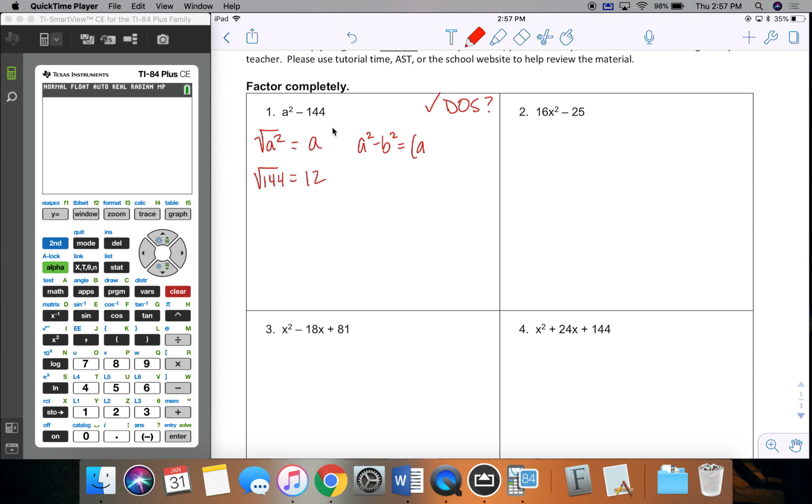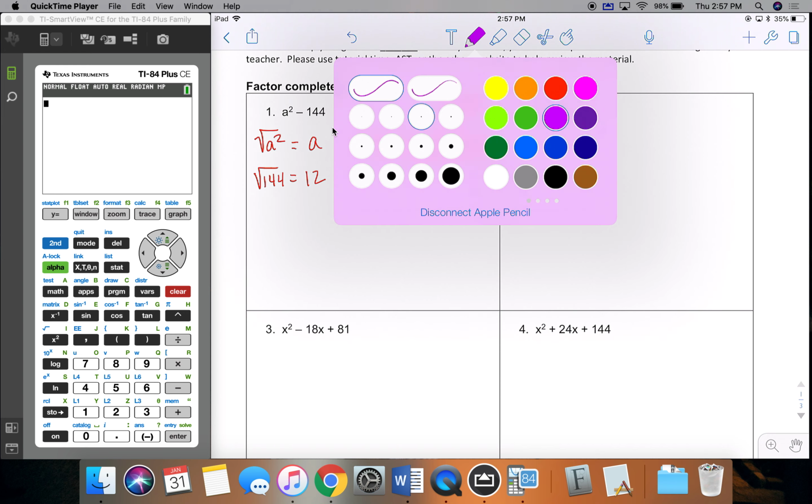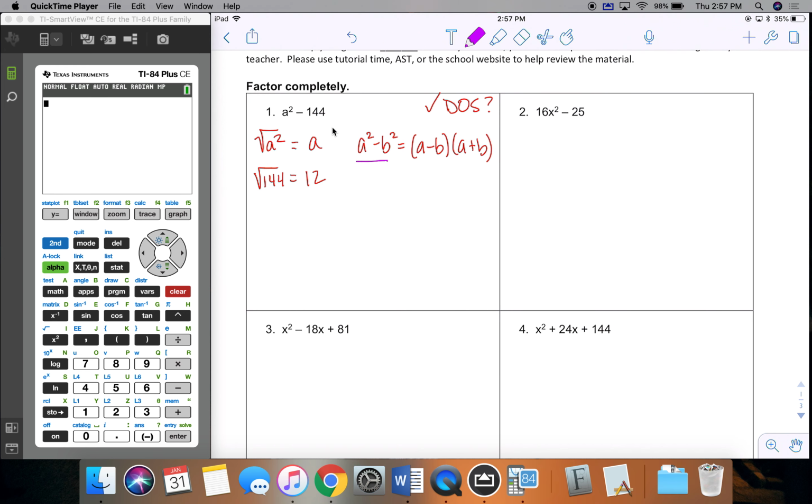Difference of squares on your formula chart looks like this. It is important that you use a formula chart on your retest. So we started with this, a squared minus b squared. We have now found a and b, and I plug them in. So instead of a, I put the letter a. Instead of b, I put 12. Instead of a, I put a. Instead of b, I put 12.